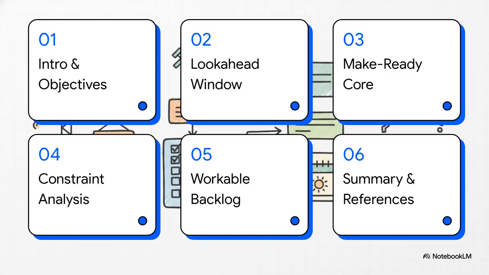Here's our agenda for today's explainer. We'll start with an introduction and our objectives, then examine the look-ahead window, unpack the make-ready planning core, dive into constraint analysis details, look at generating a workable backlog, and wrap it all up with a summary and references. Let's get straight into it.